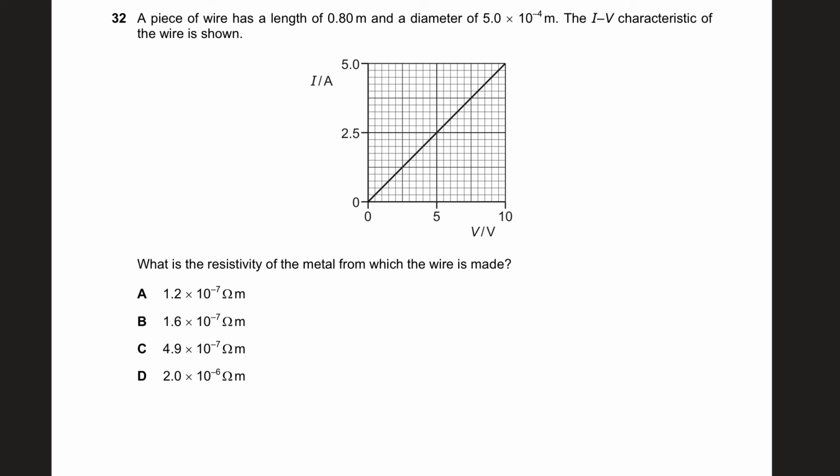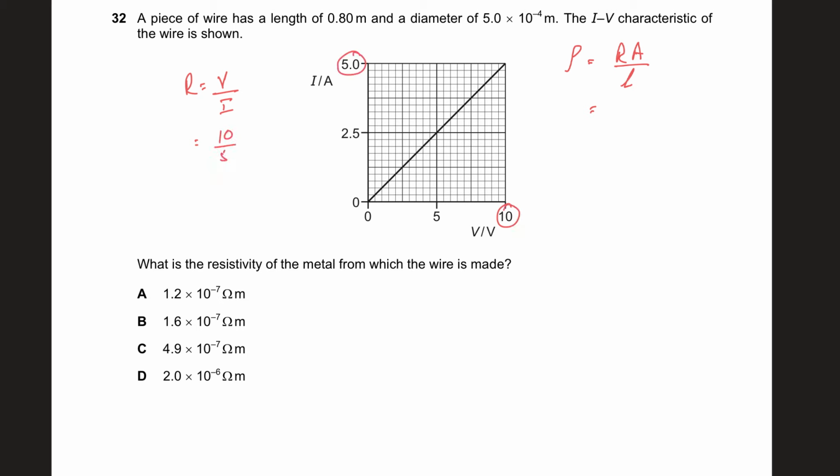Question 32 says a piece of wire has a length of 0.8 meters and diameter of 5 into 10 to the power minus 4 meters. The IV characteristics of the wire is shown. What is the resistivity of the metal from which the wire is made? So the formula for resistivity is rho is equal to R A over L. Let's find out the resistance. Resistance is the ratio of the potential difference V over I. V is 10 and the corresponding value for I is 5.